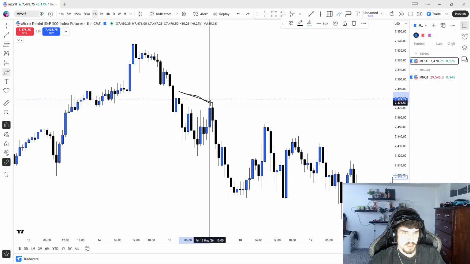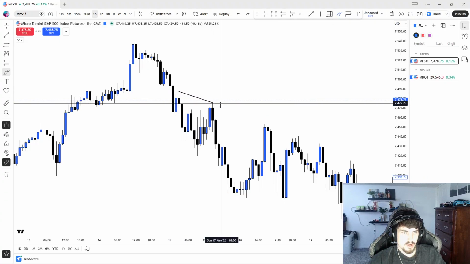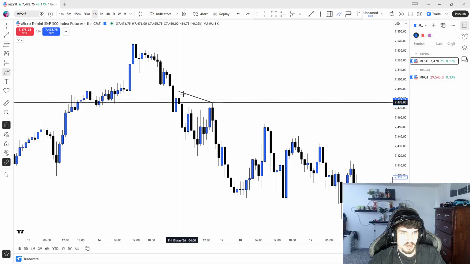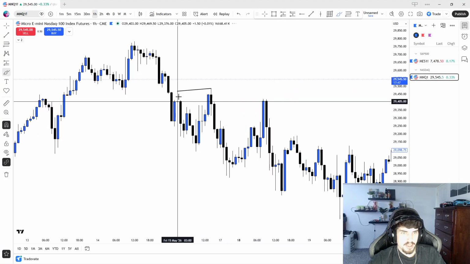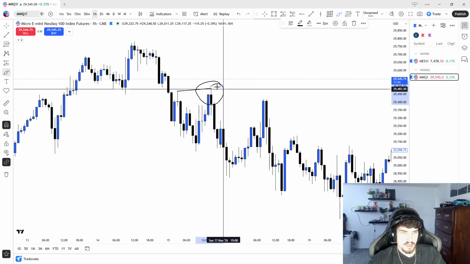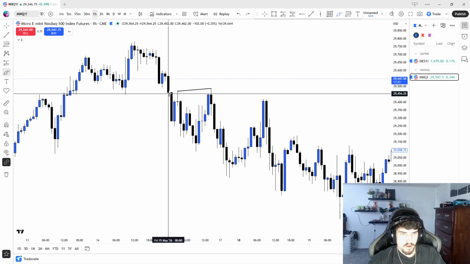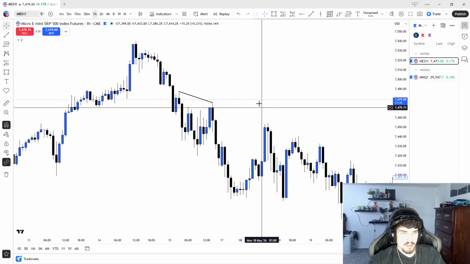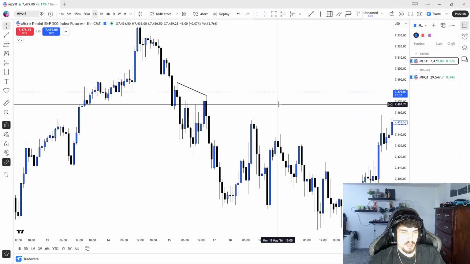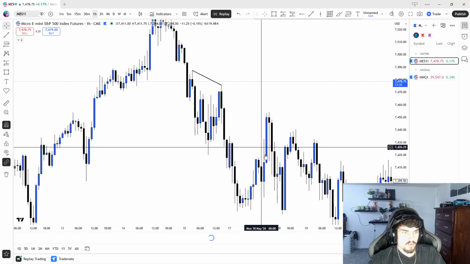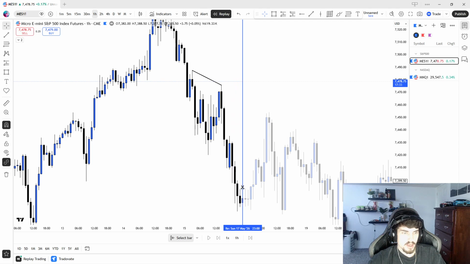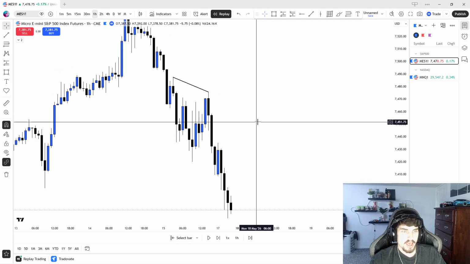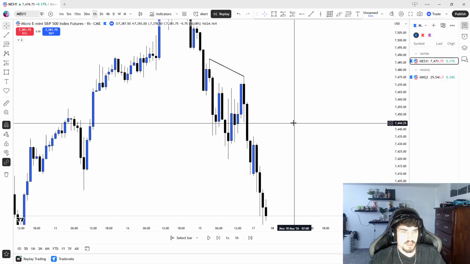Why is that? Because this high over here is lower than this high right over here. And then we have this high that's at the same time higher than this high that we marked out. So we can see this is an SMT divergence. Okay, and then what was I talking about? I was talking about how we can see that an SMT is ultimately completed.